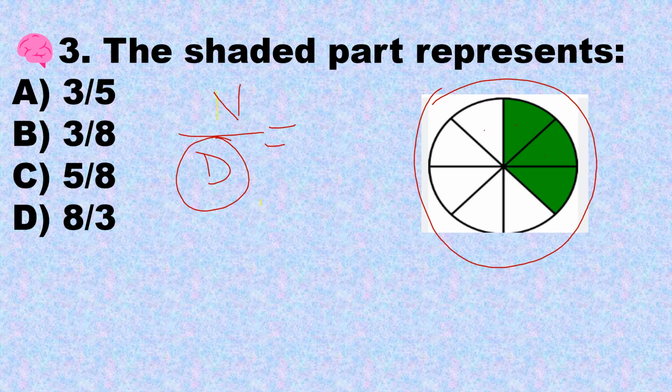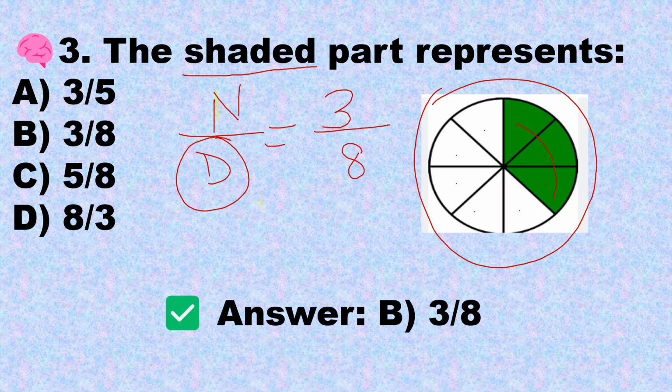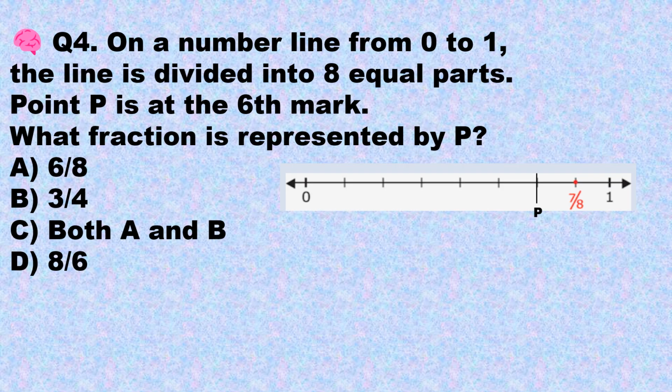1, 2, 3, 4, 5, 6, 7, 8. So 8 total equal parts. I will write 8 here. Okay, and numerator means how many parts are shaded. Means what the question is asking, shaded or unshaded. Here we are asked the shaded part. So how many parts are shaded? 3 parts are shaded. So I will write 3. So your correct answer is 3 by 8. Okay, let's go for the fourth question.